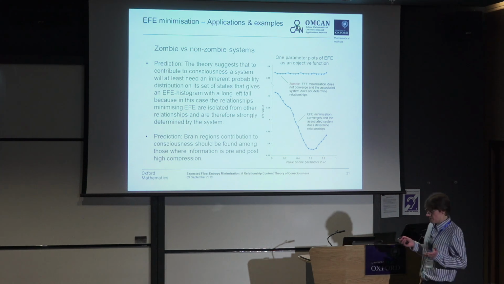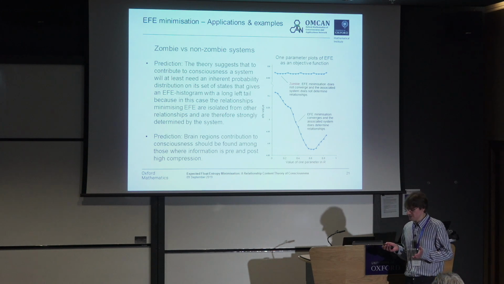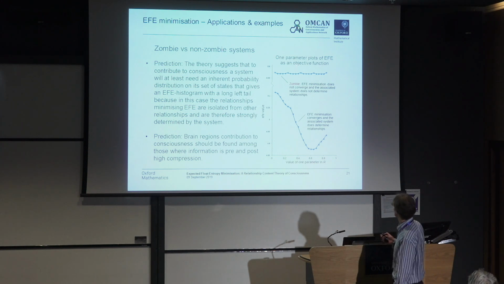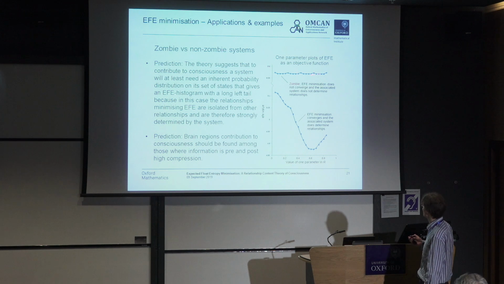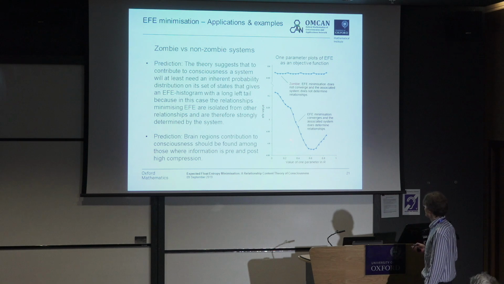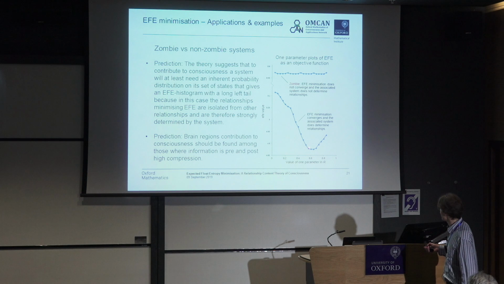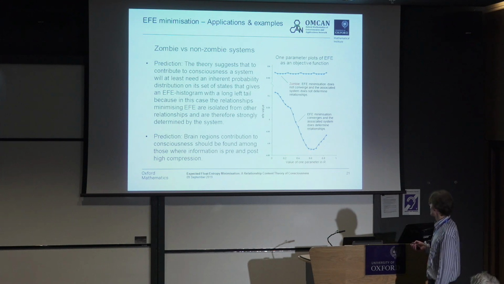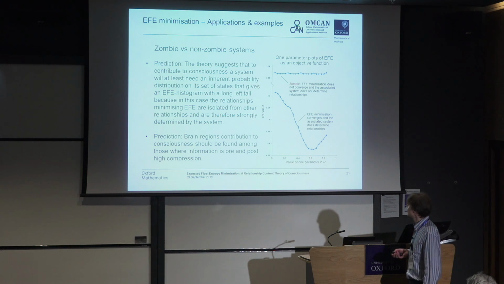So we talked about EFE as an objective function. Well, this is a one parameter plot of EFE values, and you see it's almost flat. So it's not going to pick out any relationships. So you're not going to have any meaning. You're not going to have any context. Whereas in this example here, when we do the minimization, there's a clear minimum here. So this is going to actually pick out this particular parameter around 0.6.